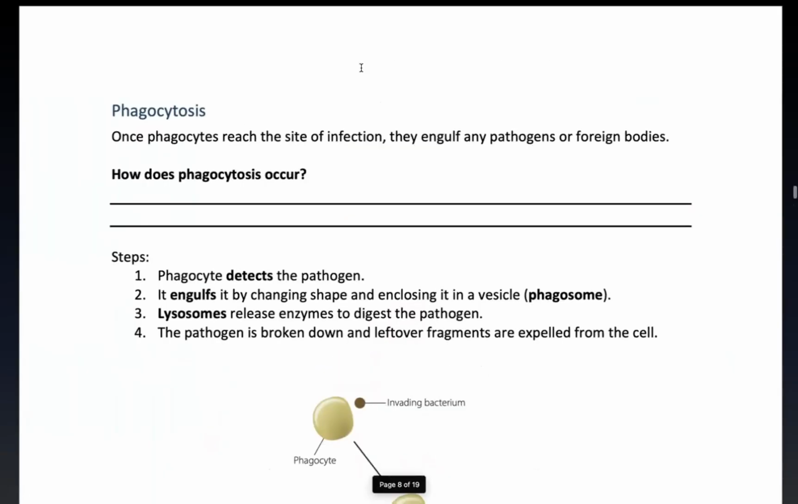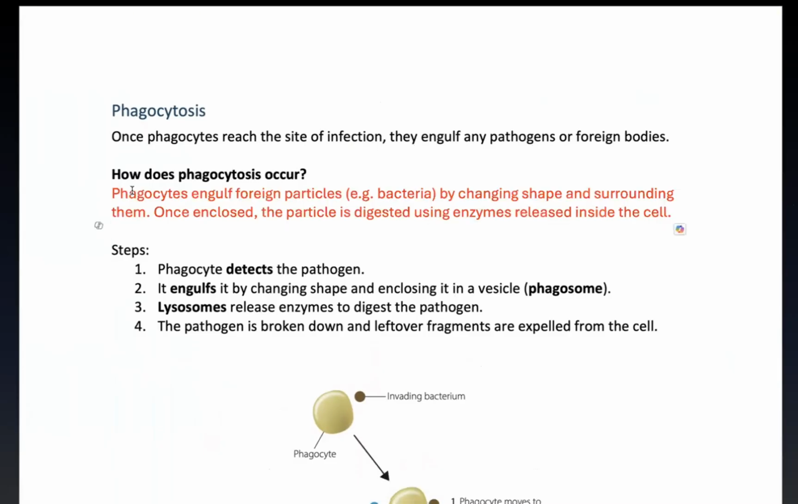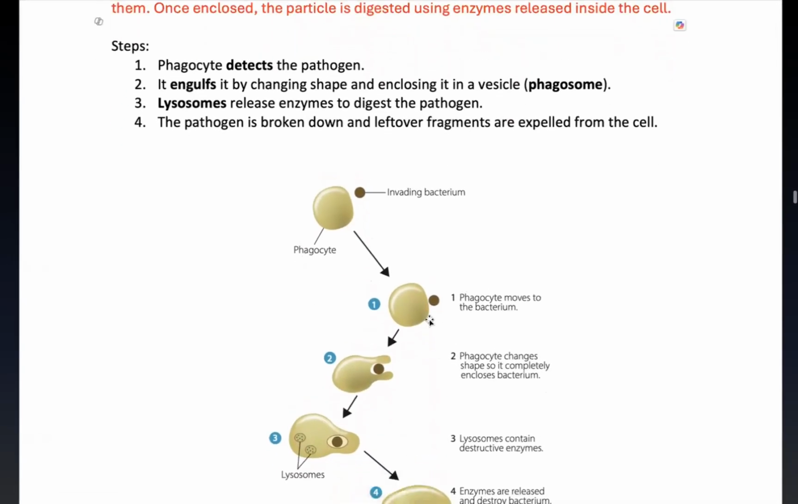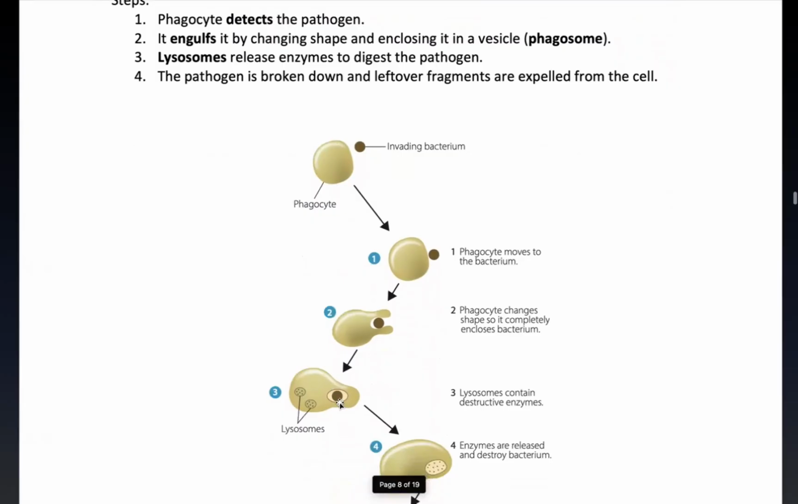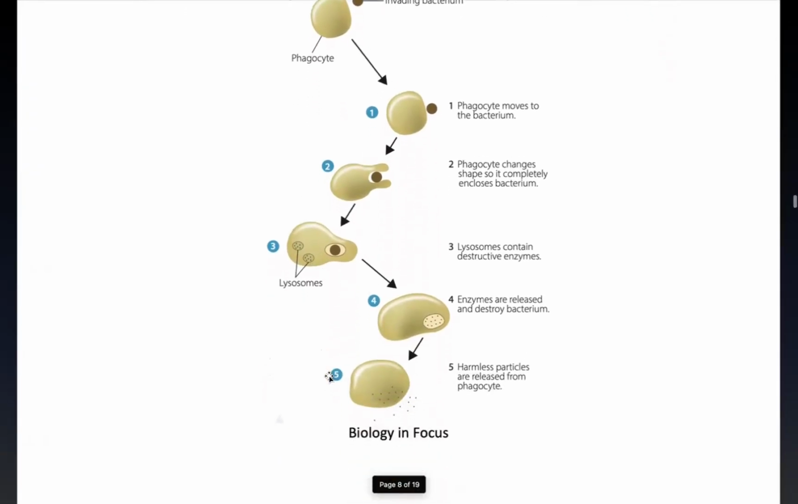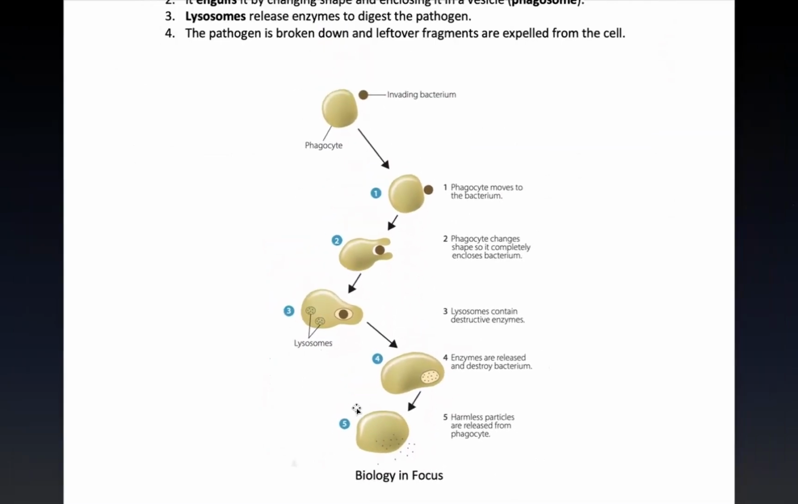So once your phagocytes are at the site, they will engulf the pathogens. And the way that they do it is they change shape and they surround that pathogen. And once they've done that, they'll start releasing enzymes to help digest and break down the pathogen. Okay. So the phagocyte will first detect that there is a pathogen there. It will change shape, like I said, you see step 2, and it will enclose it in a vesicle. You'll see something like this. And then lysosomes will release enzymes to help digest the pathogen. And essentially all the harmless particles are released, and leftover fragments are then expelled from the phagocyte.